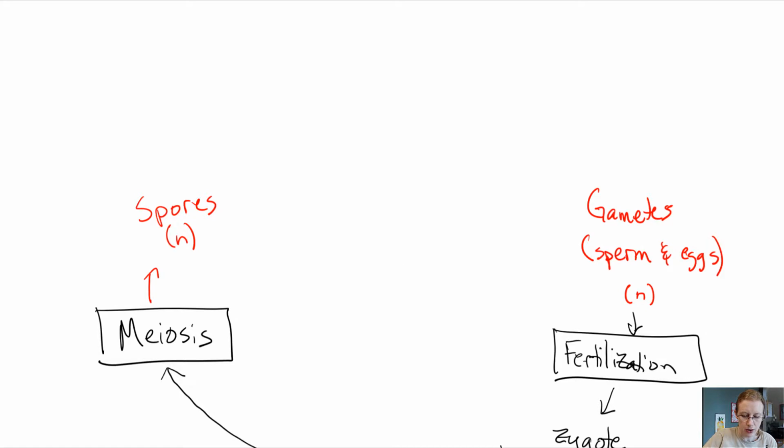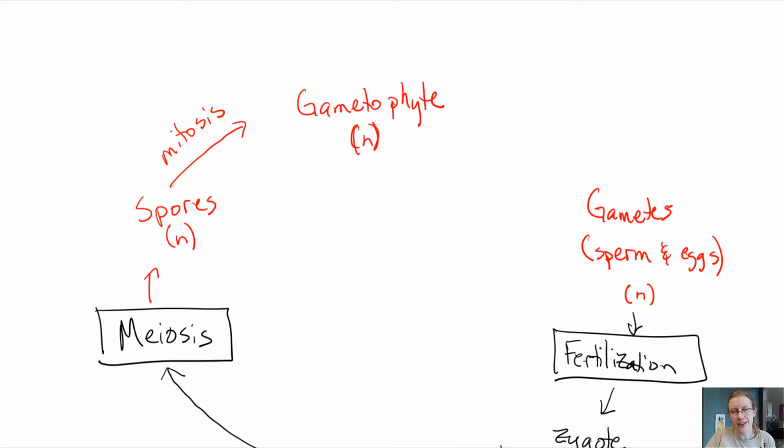The spores would undergo mitosis, so normal cell division. And when they are grown up in the adult form, this plant would be called a gametophyte, which is haploid as well. Here's the part that gets a little bit strange, at least up front. We have this adult gametophyte plant, and in order to produce gametes, all it's going to do is undergo mitosis. And that should feel kind of strange.